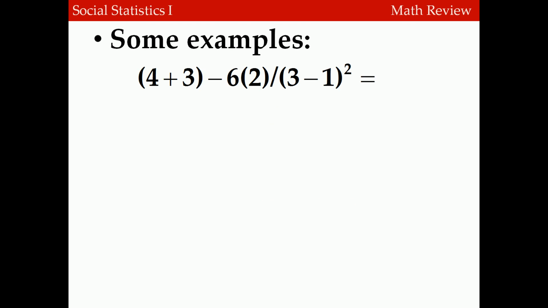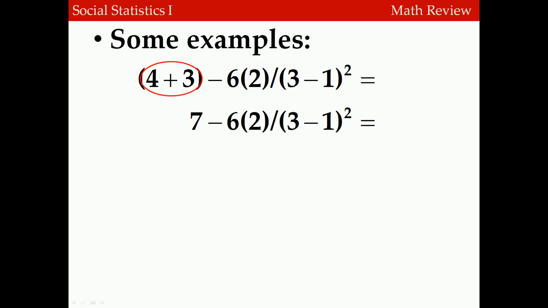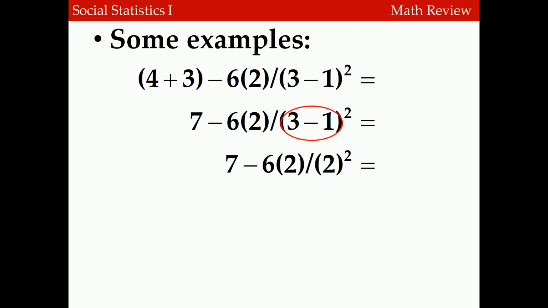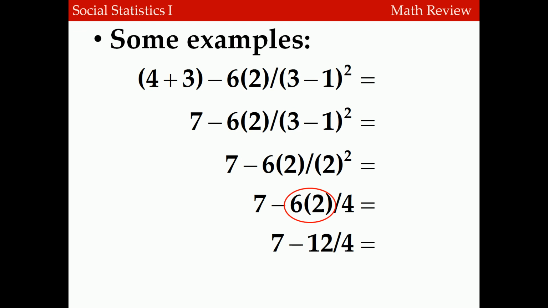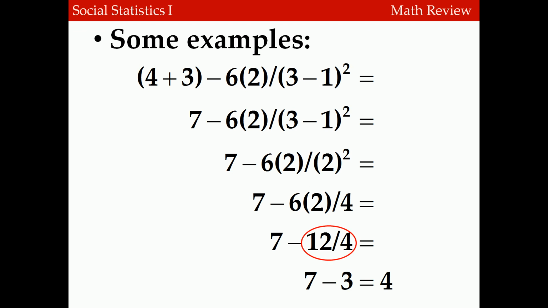How about this example? We see here that we have some parentheses. Recall that the rules tell us to start with parentheses before doing rules of precedence. And so we have 4 plus 3, which is 7, and 3 minus 1, which is 2. Now we're just going to use rules of precedence. We start with the 2 squared, which is 4. Then we multiply 6 and 2, which is 12. We divide 12 by 4, which is 3, and then subtract 3 from 7, which gives us 4.